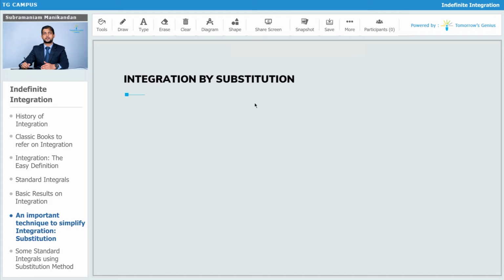Okay, so that was a little bit abstract. Let me explain myself through this example. Suppose I want to integrate tan inverse x by 1 plus x square with respect to x. Now this is a function in which tan inverse x is an inverse trigonometric function. It's in the numerator, and in the denominator you have 1 plus x square, which is a polynomial function.